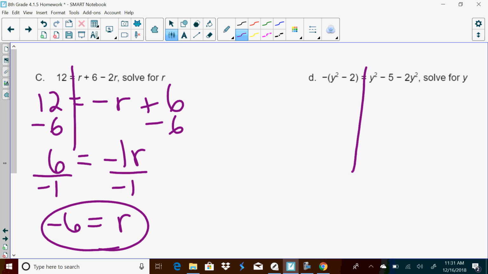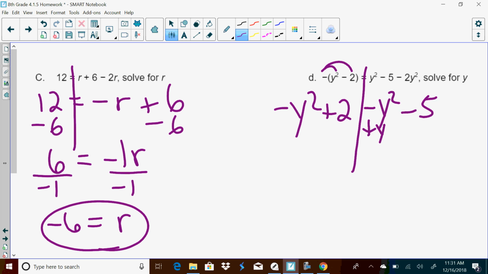For this next one, the first thing I did was simplify or distribute. So I get -y squared plus 2. And y squared minus 2y is going to be -y squared minus 5. So I added y squared to both sides. They both canceled, and I got 2 equals -5, which means there's no solution.